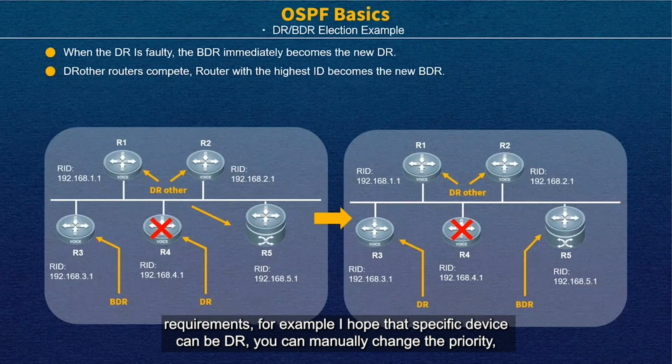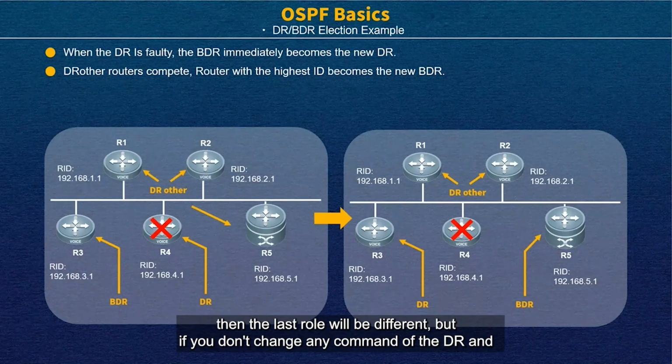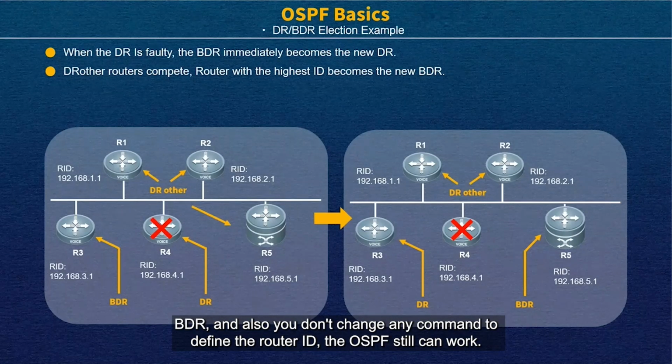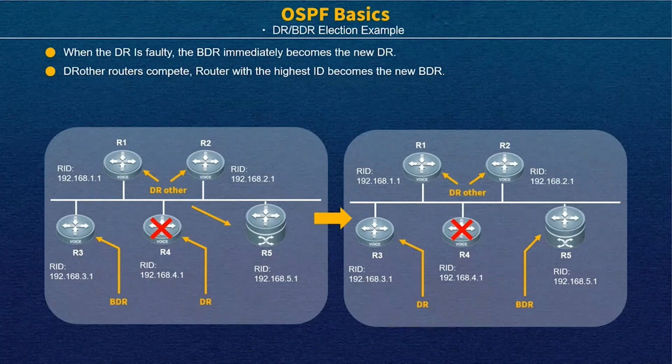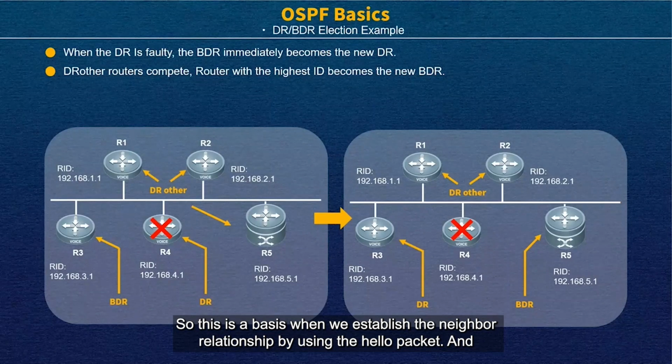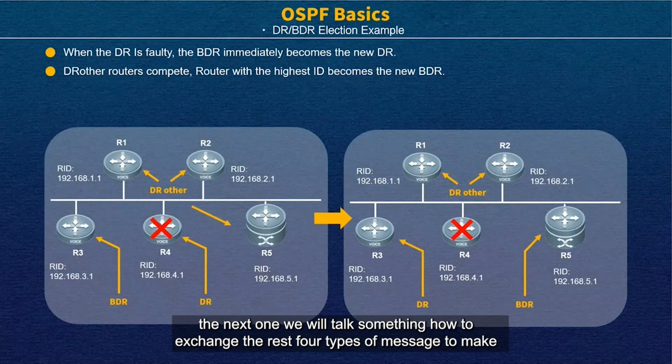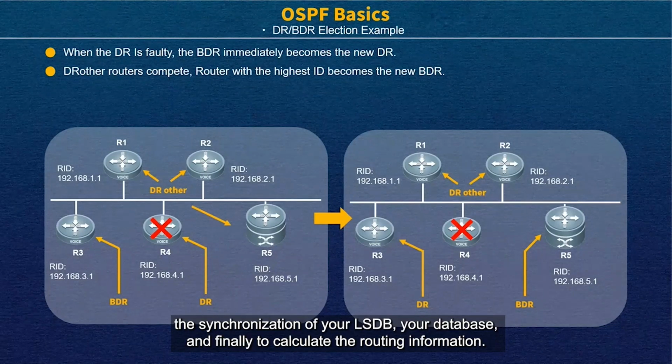But if you have different influence, for example, I hope that which devices can be DR, you can manually change the priority. Then the result will be different. But if you don't change any command of the DR and BDR, and also you don't change any command to define the router ID, the OSPF still can work. So this is a basic when we establish the neighbor relationship by using the hello packets. And the next one, we will talk about how to exchange the LSA type messages to make the synchronization of your LSDB, your database, and finally to calculate the routing information.